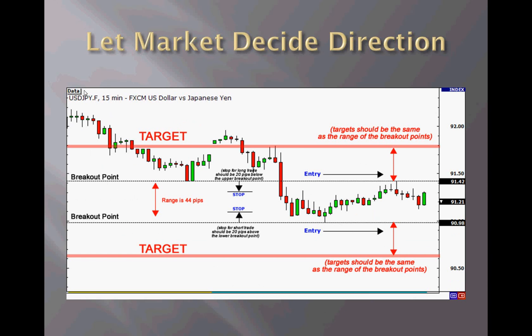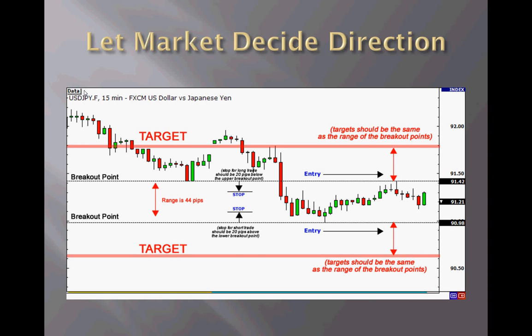This is where you want to set up your orders. Your stop should be placed approximately 20 pips below and above the opposite breakout points, and your initial target should be about the same range of the breakout levels. This is known as the straddle trade. You are looking to play both sides of the trades, whichever way it moves.